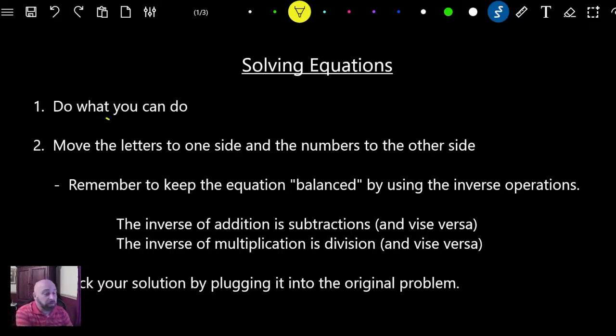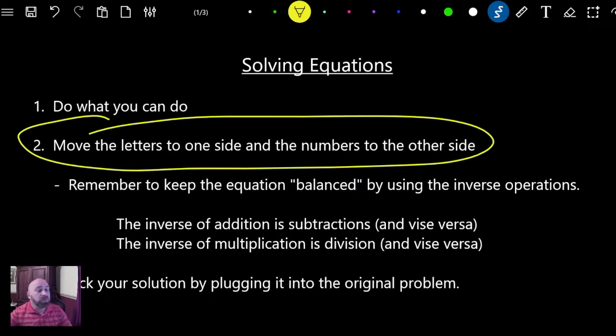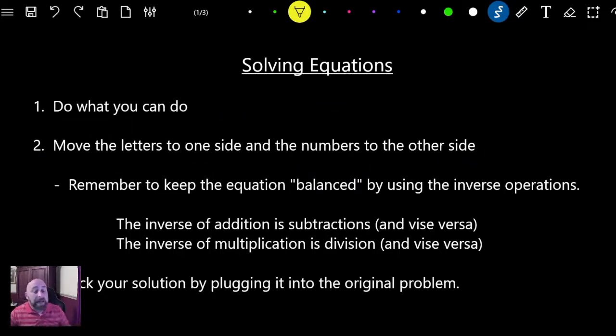What is step number 2? We want to move the letters to one side and the numbers to the other side. In other words, we want to get to the point where we have x equals something, or z equals something. Or you could even have something equals x. That's fine too. Your x doesn't have to come first. Your number can come first. Sometimes it's better to move the letter to the left side, sometimes it's better to move the letter to the right side.